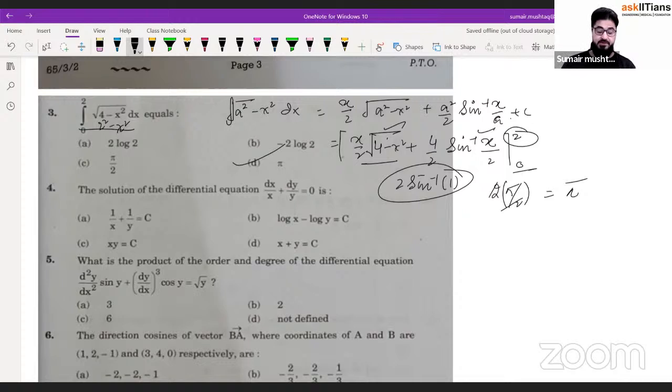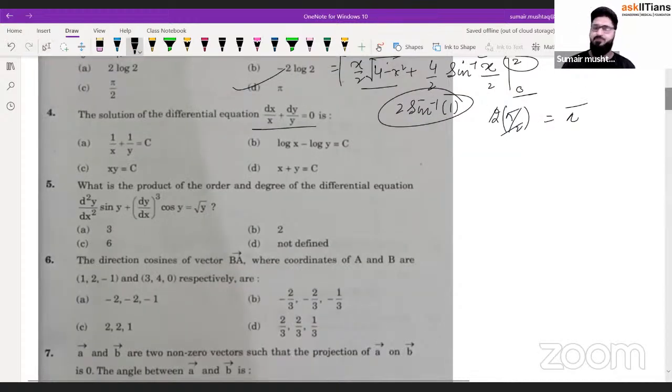Okay, fine. Let's move to the next question. This is the simple question of variable separable, isn't it? This is dx by x. I can write it as minus dy by y, isn't it? So taking the integral on both sides, this will be equal to ln x, and this is equal to minus ln y.